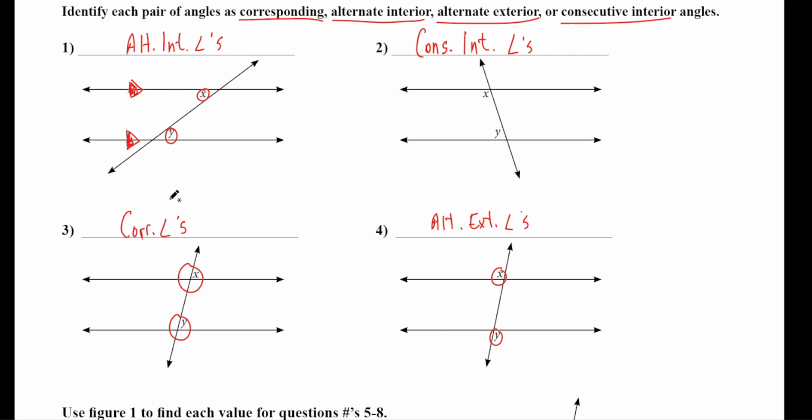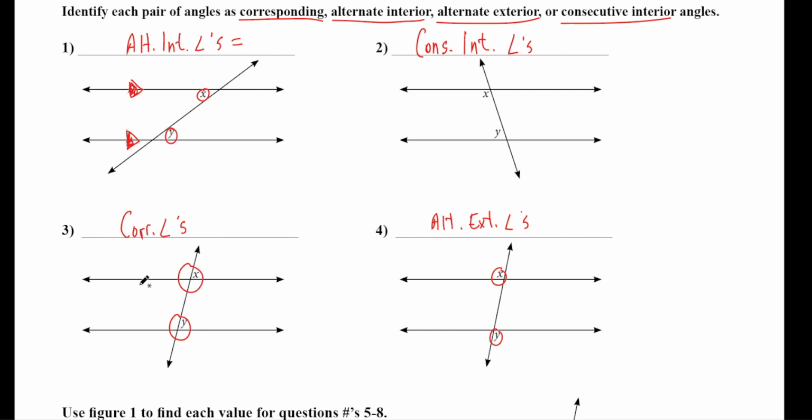Okay, if these lines were parallel to each other, what do I know about both sets of alternate interior angles? What would be true about x and y if these two lines are parallel to each other? They're equal to each other, okay? So I could put equal. I'm going to skip number 2 for a second.